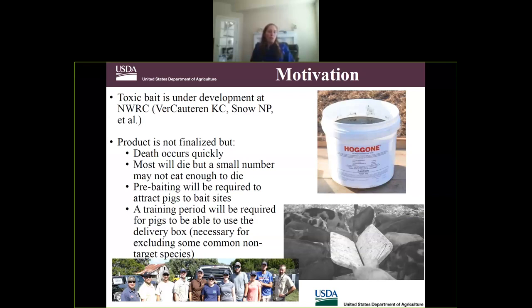In order to use this bait, there will have to be pre-baiting, just like with traps, to attract pigs to bait sites, and then a training period for using the bait-specific box that this product will be delivered in. This box is important for excluding some common non-targets.